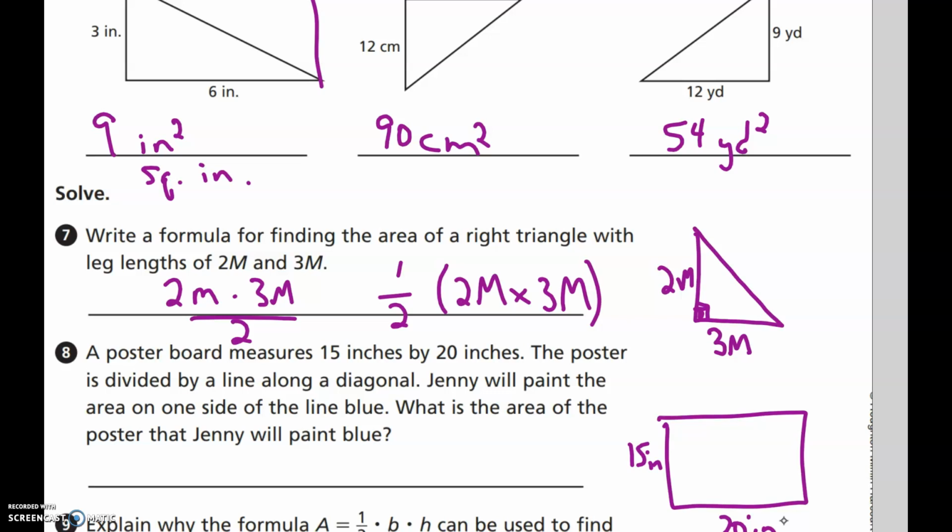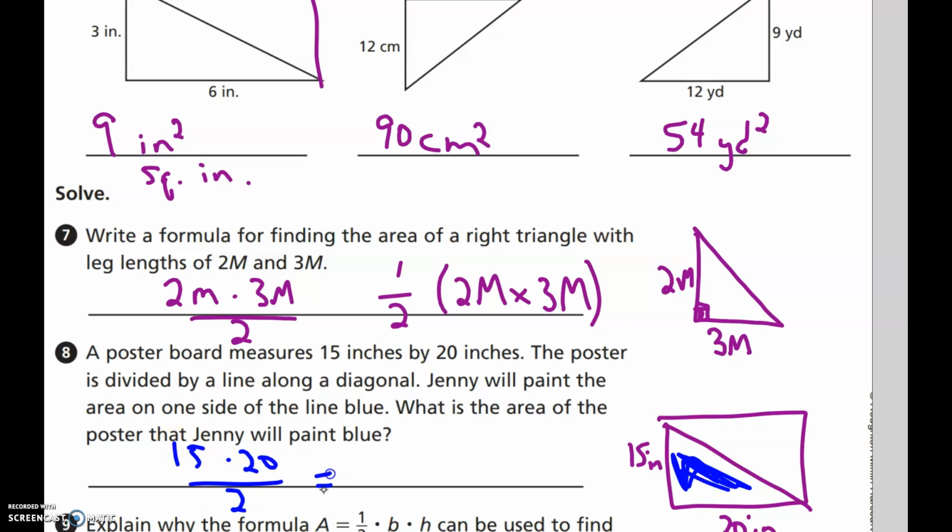Okay, so Jenny bought this, and then it's divided here, right down the middle by a diagonal. She is going to paint one side blue, and yeah, we can even shade it blue if you want to. So this side right here, she's going to paint that blue. For whatever reason, Jenny wants to know what the area of that is. Well, use the same formula. 15 times 20 divided by 2.